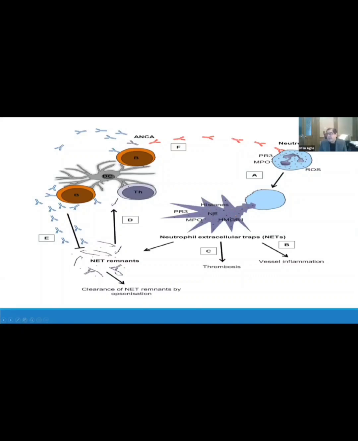And then when you have these ANCA antibodies on top of these neutrophils, it causes a massive inflammatory reaction through these neutrophils. They release histones and NETs and other evil characters, which lead to vessel inflammation, thrombosis through endothelial damage, and the NET remnants actually signal through the innate immune system and persist in generation of antibodies.